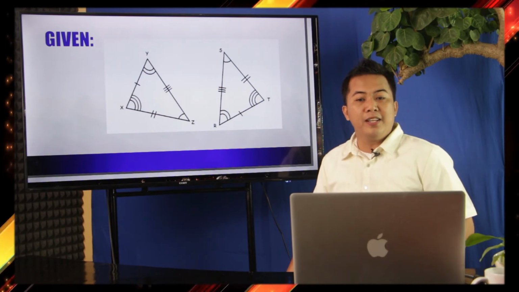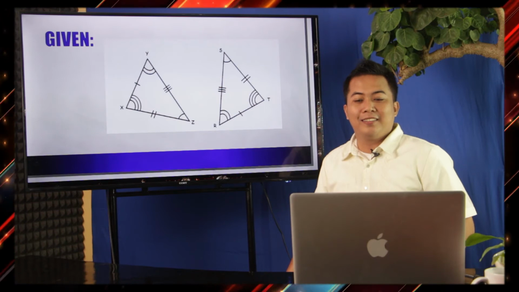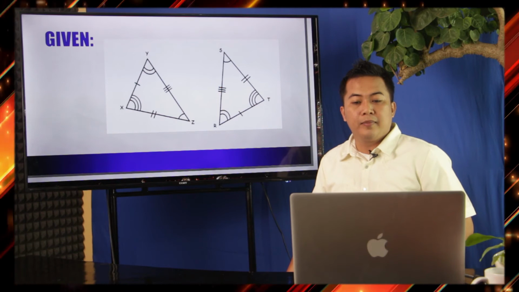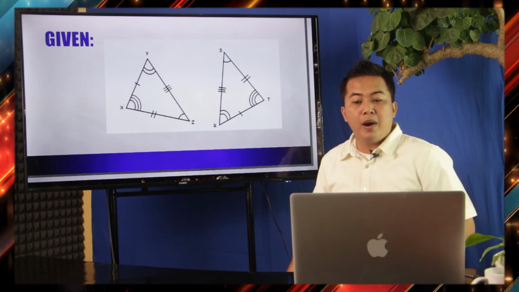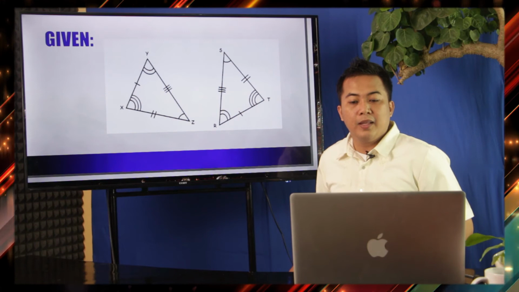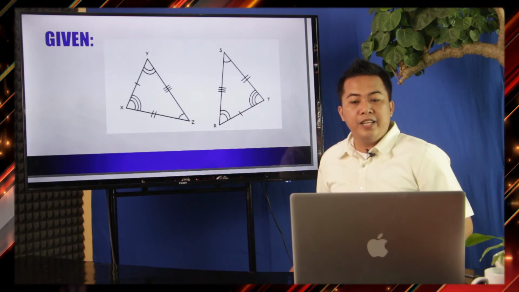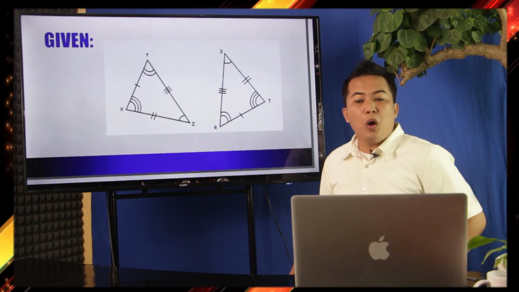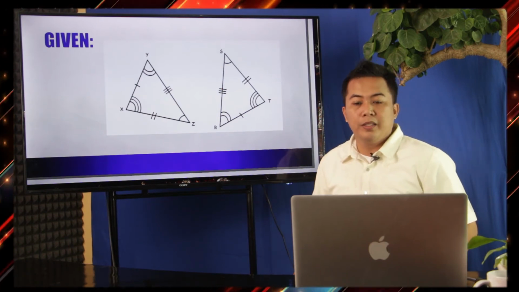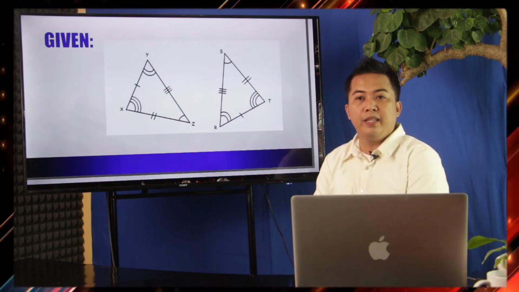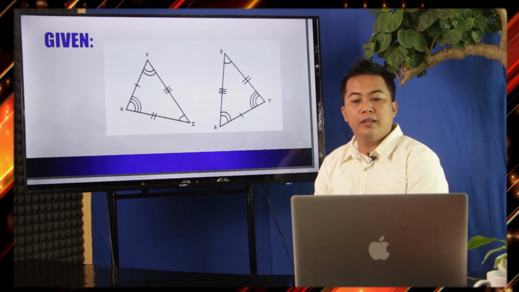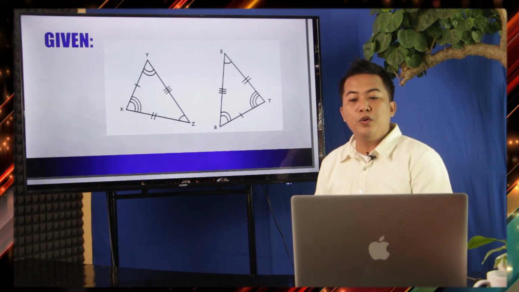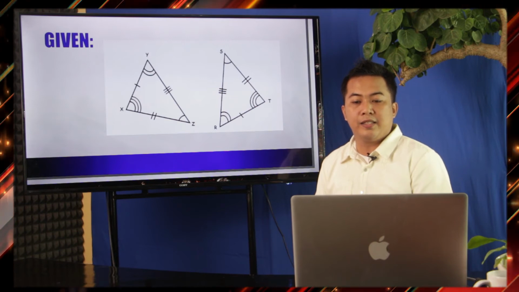How did you find your answer? Correct. Angle X has the same marking as angle T. Angle Y has the same marking as angle R. And angle Z has the same marking as angle S. Since all the statements are true, the corresponding sides and the corresponding angles are congruent, therefore, we can conclude that the triangle XYZ is congruent to triangle TRS.